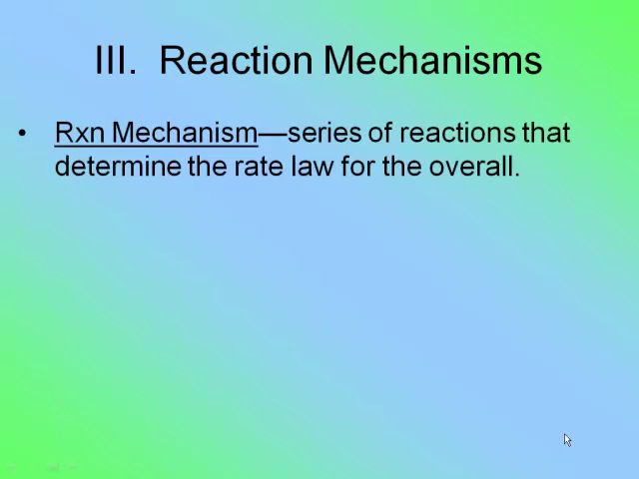So, what a reaction mechanism is, it's a series of chemical reactions that must occur to determine the rate law for the overall process. So remember when we talked about Hess's law, we talked about how all of a sudden chemical reactions no longer had to occur in one step. Well, now these mechanisms are chemical reactions that have to occur in order to get the overall process.